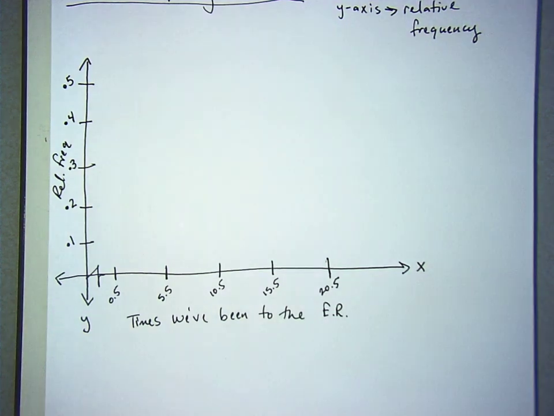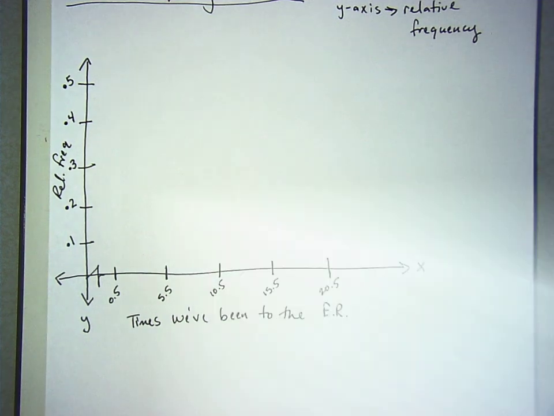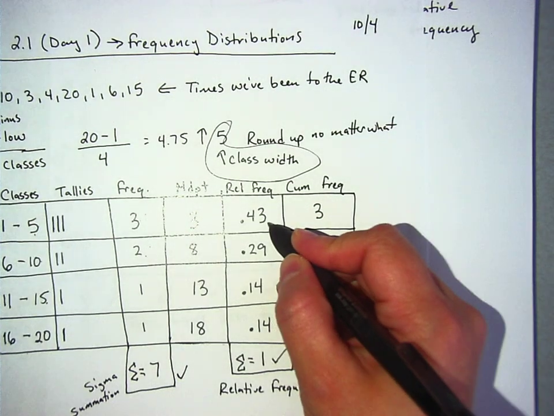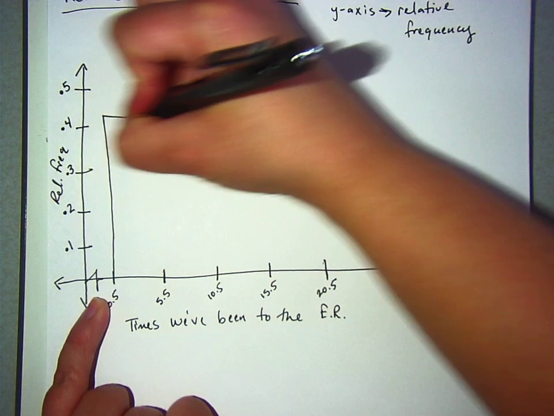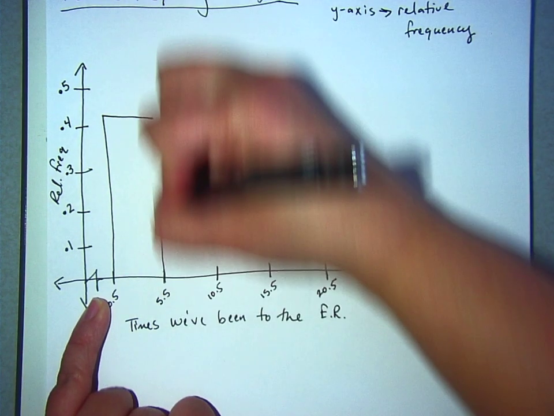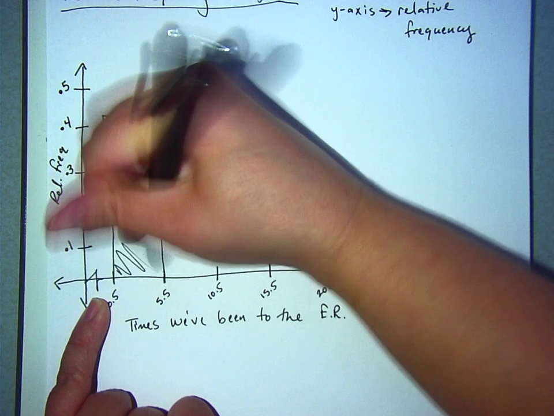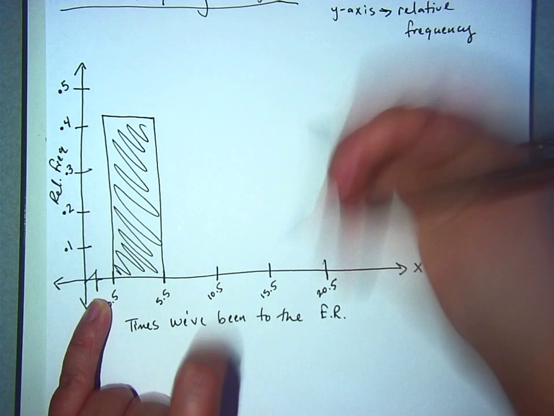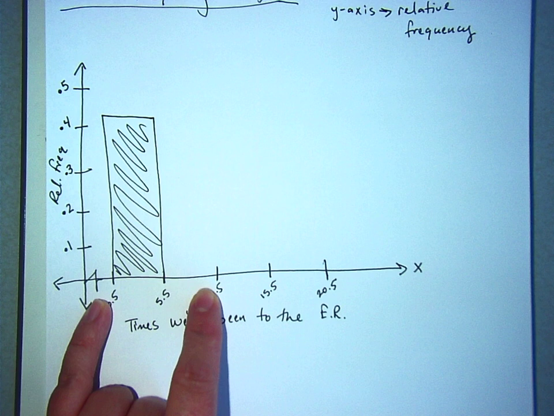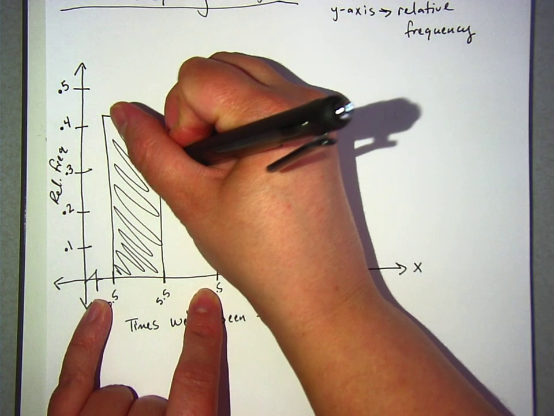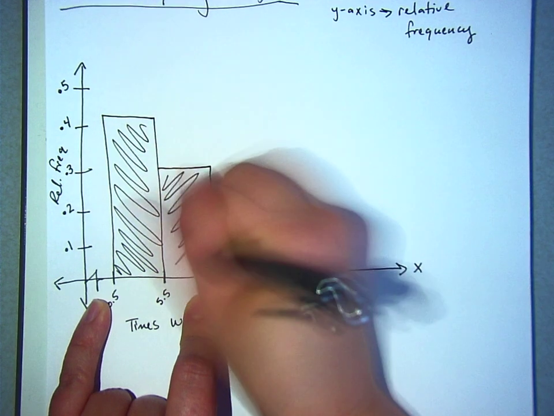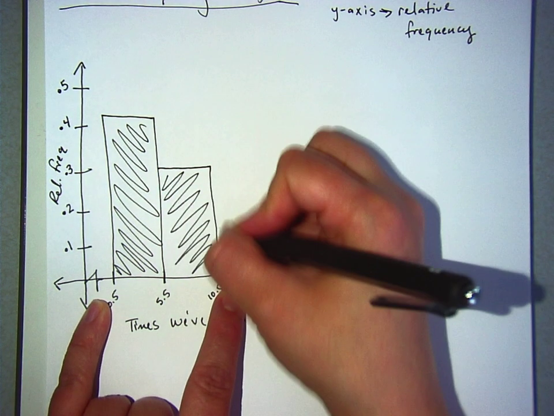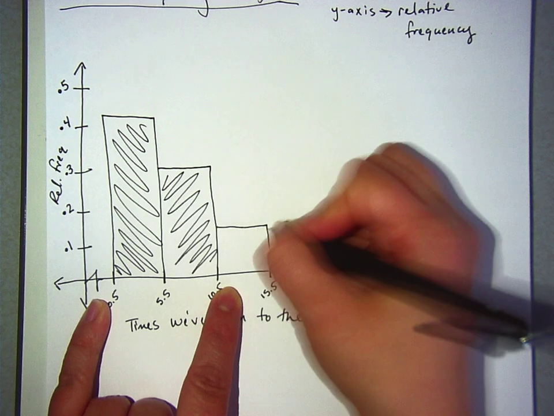Okay. So let's see. The first one we had was 0.43. So my first bar is going to go up to about 0.43. Doesn't have to be perfect. My next bar goes up to 0.29. Just a hair short of 0.3. And then we've got 0.14, and then 0.14 again.